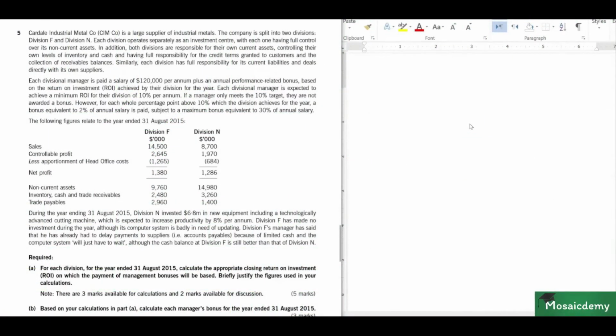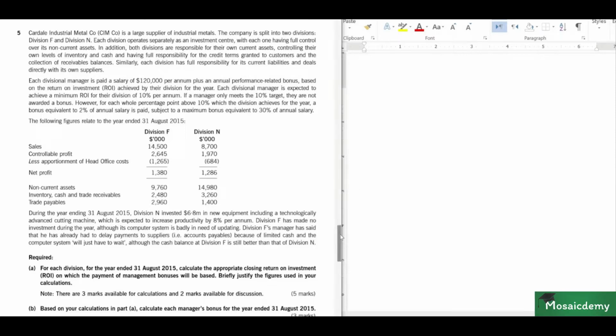Hello everyone, and how are you all doing today? So today we're going to be doing yet another practice question from the ACCA Performance Management exam. The question is from the December 2015 exam, Section B, question number 5. This is an older exam format prior to September 2016, so back then Section B was the written questions rather than Section C like it is now.